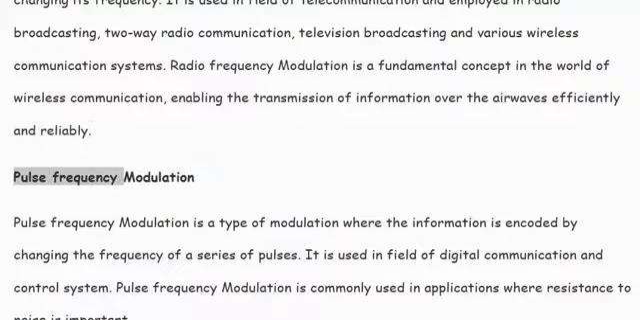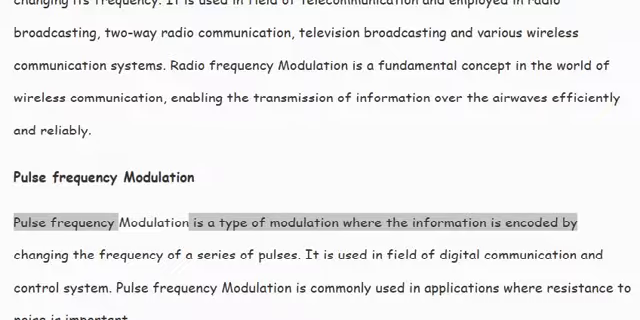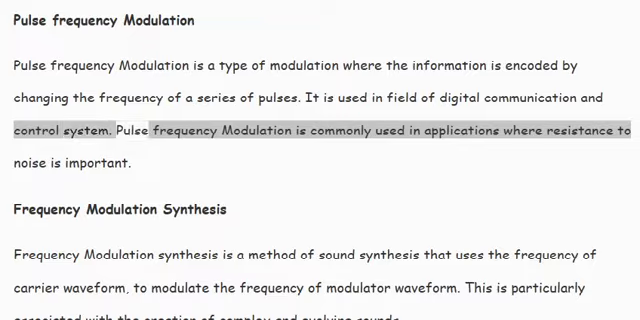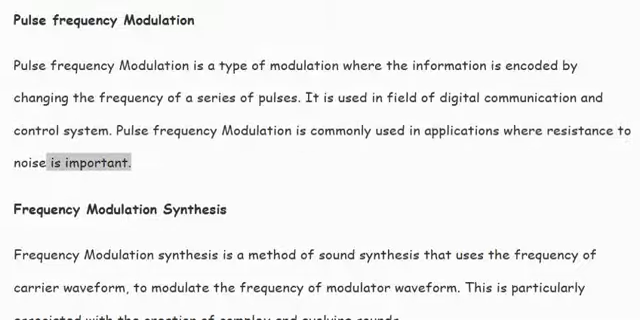Pulse frequency modulation. Pulse frequency modulation is a type of modulation where the information is encoded by changing the frequency of a series of pulses. It is used in the field of digital communication and control systems. Pulse frequency modulation is commonly used in applications where resistance to noise is important.